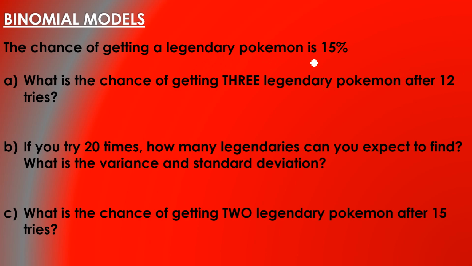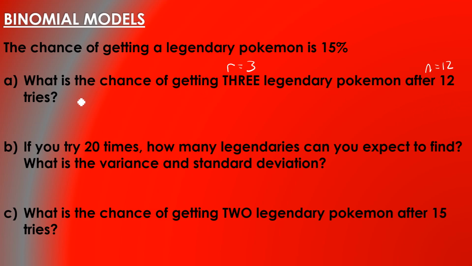So the chance of getting a legendary Pokemon is 15%. So if you have a pack or something, the chance that it is in there. So what is the chance of getting 3 legendary Pokemon after 12 tries? So notice how that's worded different than the geometric. We get a certain number of tries and a certain number of successes. So our number of successes is 3, and our number of tries, N, is 12 tries.